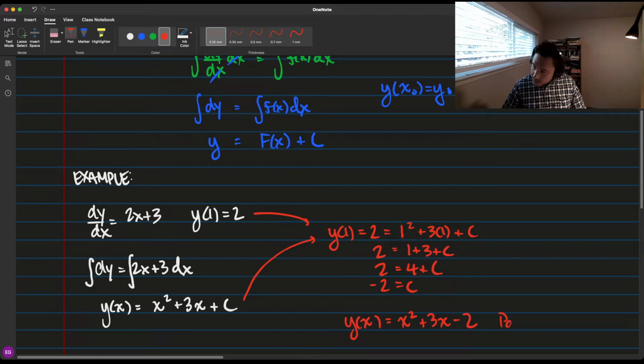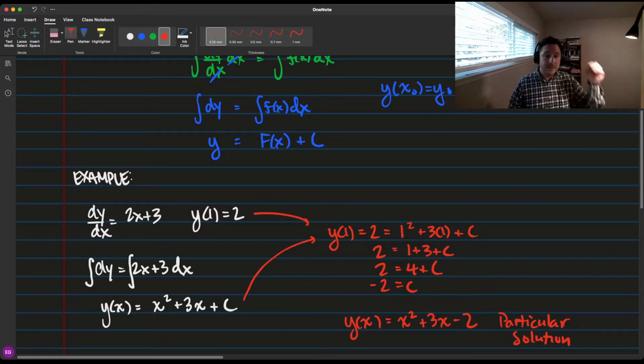So this is your particular solution. Okay, so this is just like a 101B or even 101A simple integration problem. Really easy to solve. All right, you're given your differential equation, you change things around, you can just integrate both sides, solve for your constant to find your particular solution from the initial value.